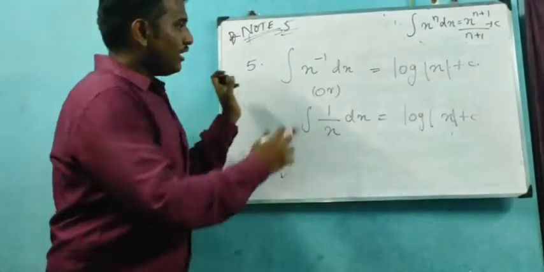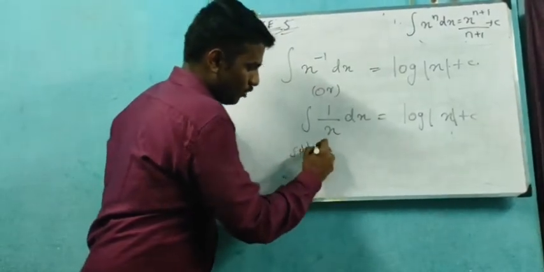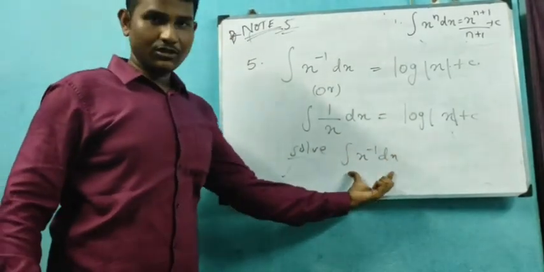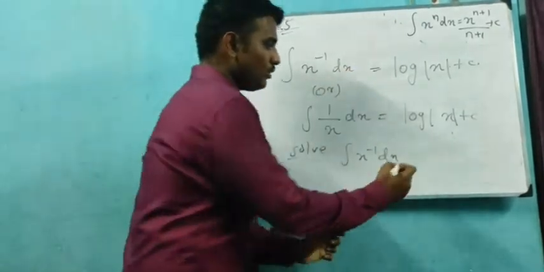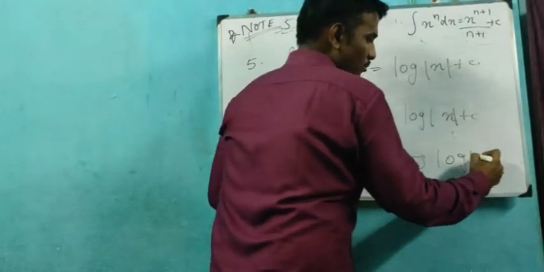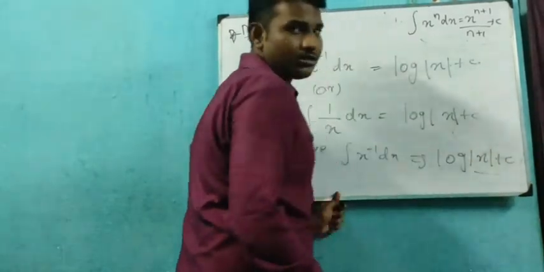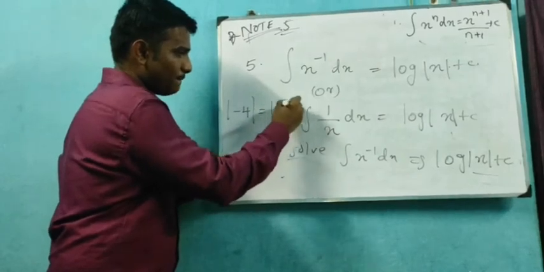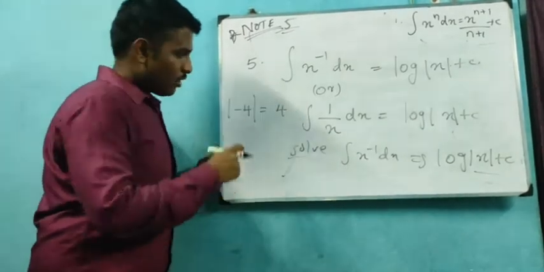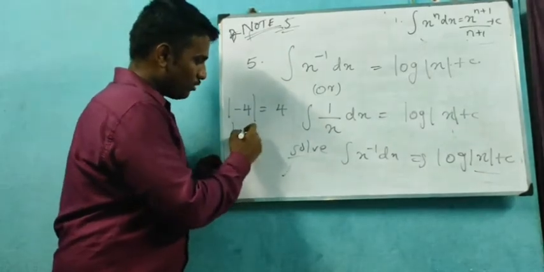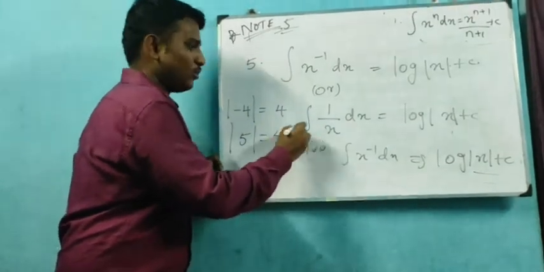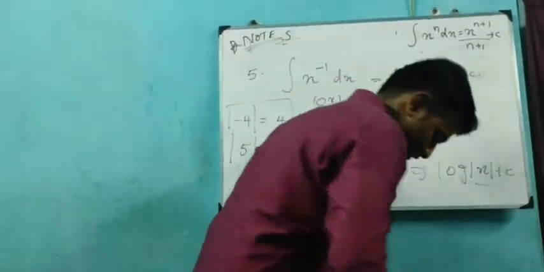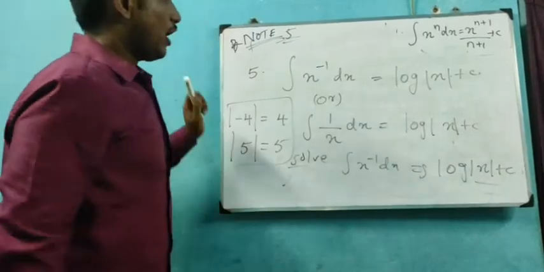Now I'm going to solve that problem. Integration x power minus 1 dx, what is the answer for this one? It looks like the same formula, right? So the answer is log mod x plus c. What does modulus mean? Modulus of any negative value is positive. What about modulus of a positive value? It is also positive. So this is modulus. That's all. Next we will do one more formula. I hope it is clear.